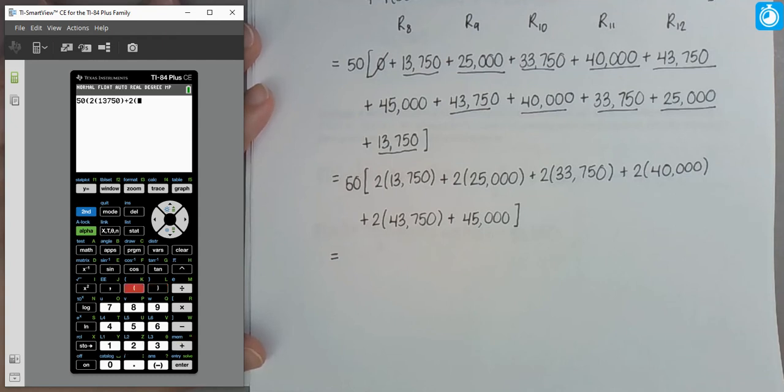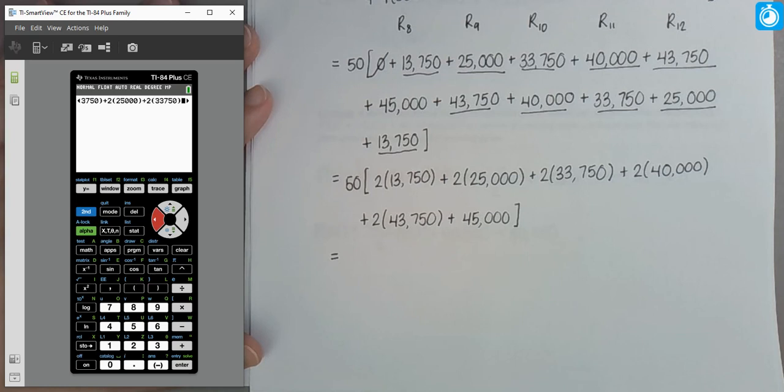Okay, plus 2 times 25,000 plus 2 times 33,750 plus 2 times 40,000 plus 2 times 43,750 plus a single 45,000. And then we close the parentheses.